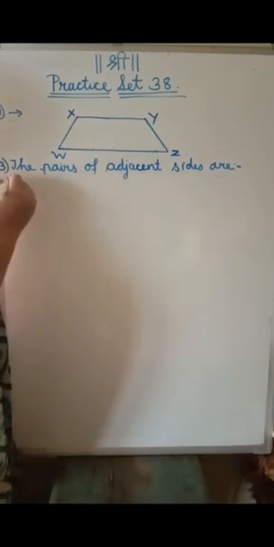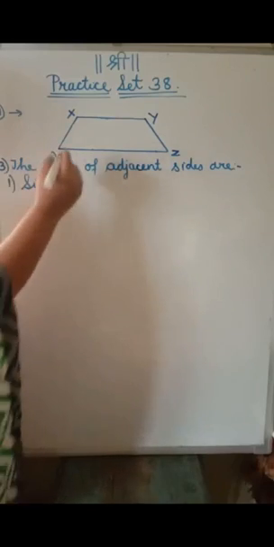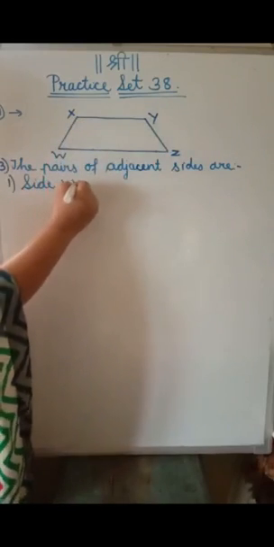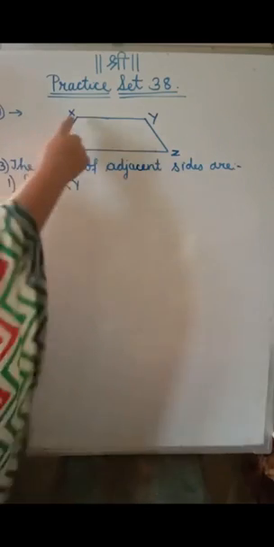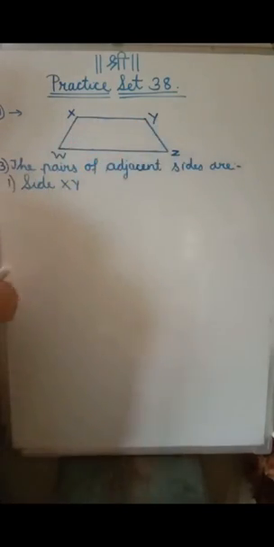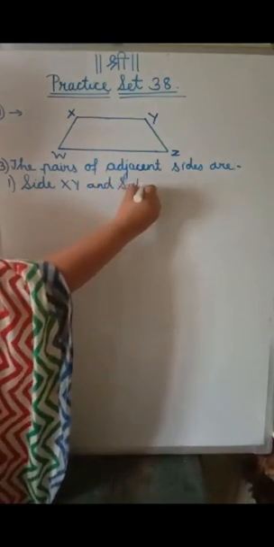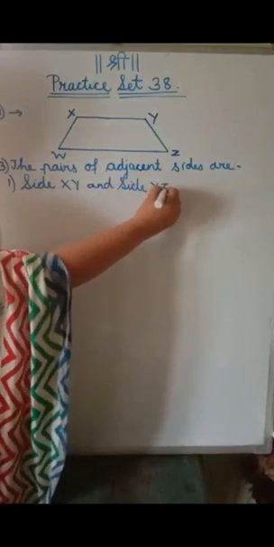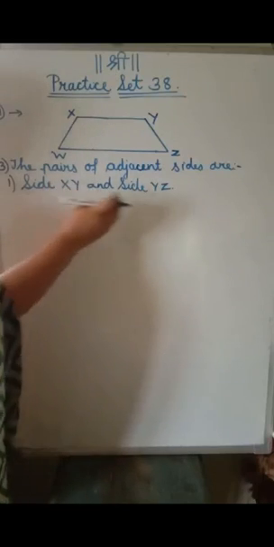For that, it is side now, so you have to write here side. Now select any one side. For example, I am selecting side XY. Now we all know adjacent sides have a common vertex. So XY, then the other one will be YZ. So the first pair of adjacent sides is side XY and side YZ. Is Y common here? Understood how to find out?